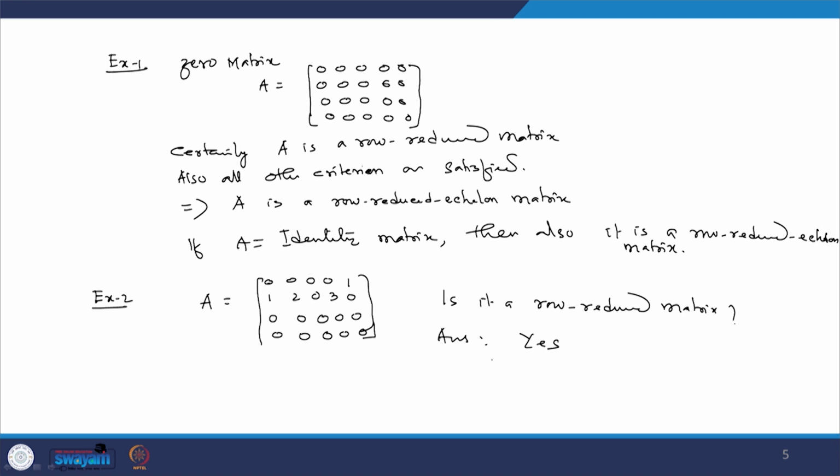Yes. We see that it satisfied all these criteria. So, next is, does it satisfy 2 more criteria? Here the leading entry of the first non-zero row appears in K1 equal to 5th column, so K1 equal to 5 and K2 equal to 1. So this implies K1 less than K2 is not satisfied.